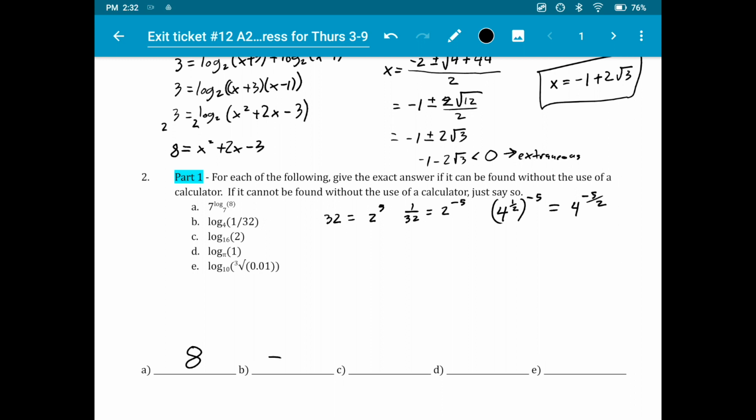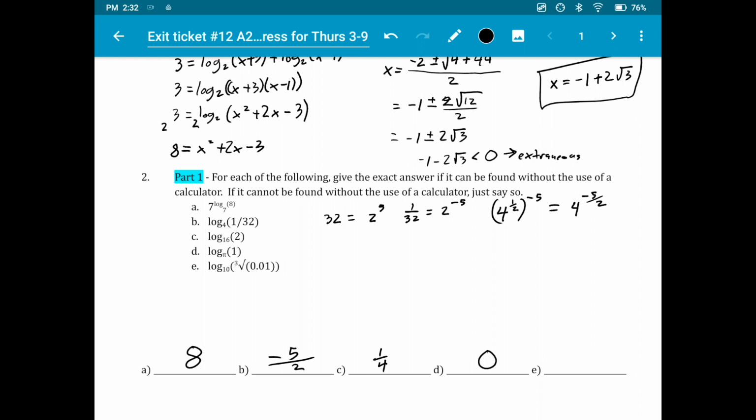So B is 5/2. If I look at C, I'm looking at 16 to some power to be equal to 2. Well, 2 to the 4th is 16, so 16 to the 1/4 would be 2. D, the log base pi of 1. Well, the log base anything of 1 is just equal to 0.